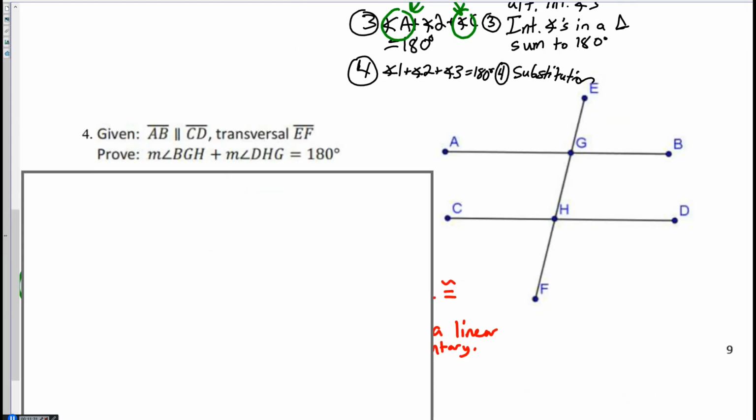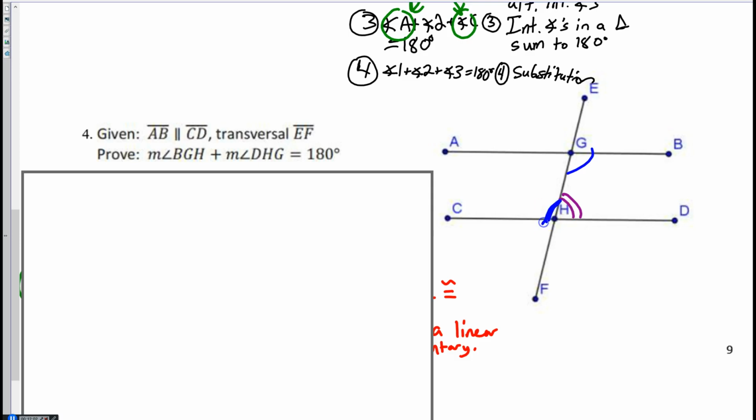Number 4. Given that AB is parallel to CD and you've got that transversal EF, I want to show that BGH and DHG are supplementary. So before I even think about writing a proof, I try to connect these angles to show that they're supplementary in some way, just to get some informal argument of how we could write up the proof. So I know with parallel lines we do a lot with alternate interior angles.